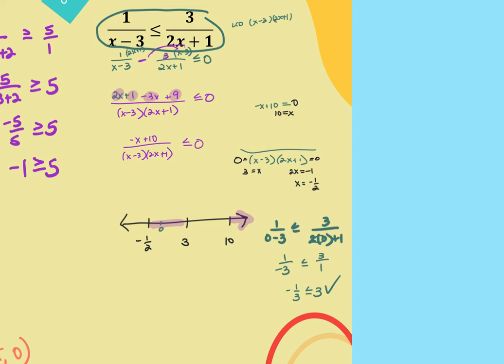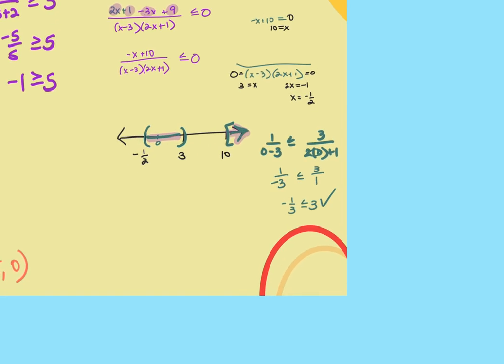Parentheses and brackets. What gets a bracket? The 10, because it's from the top. And then the other 2 both came from the denominator, so they both get parentheses. So negative 1/2 to 3, union 10 to positive infinity.